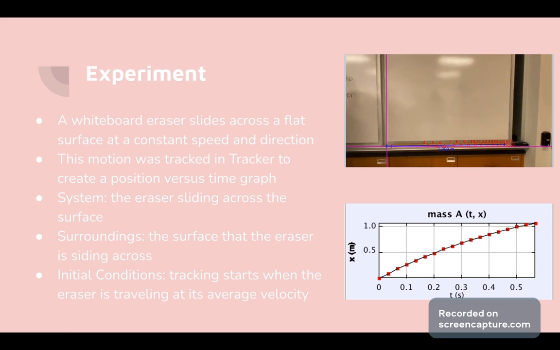The motion of the eraser was tracked starting when the eraser was moving at its average velocity throughout the time the experiment was run. Additionally, the tracking was stopped before the eraser began to slow down. This was done to prevent capturing any speed up or slow down time that would result in a variable velocity.